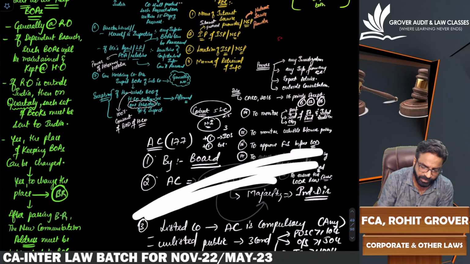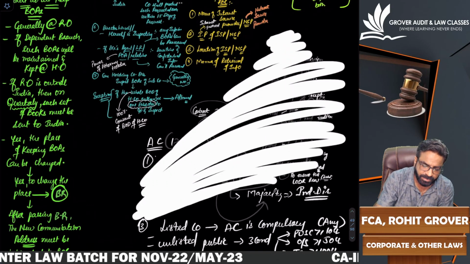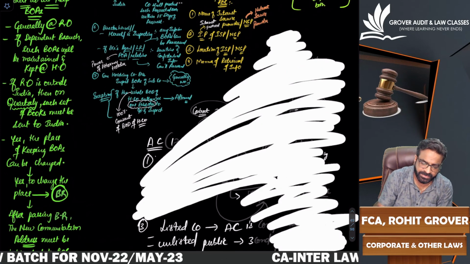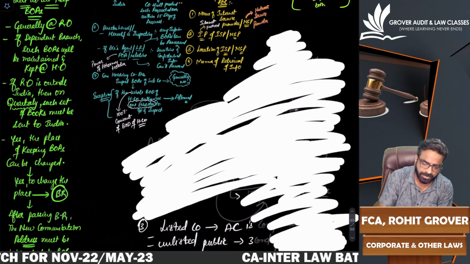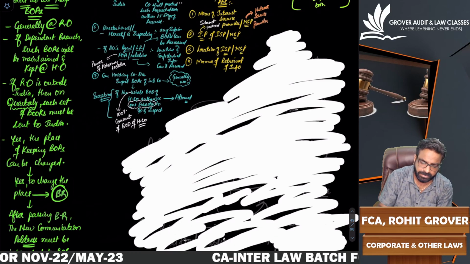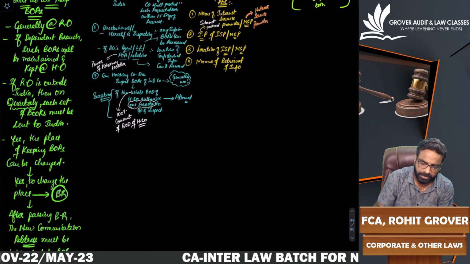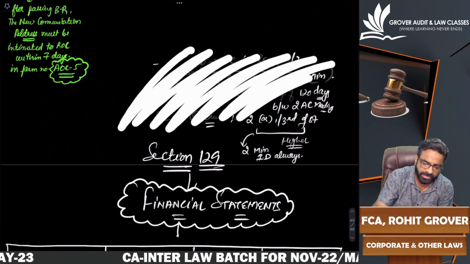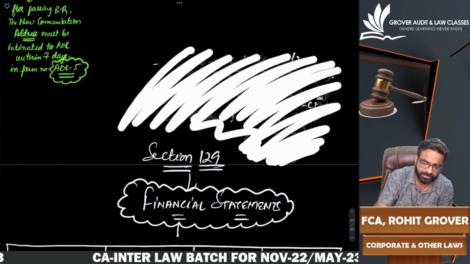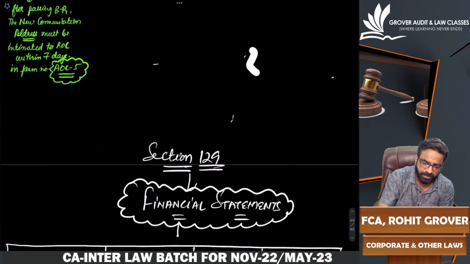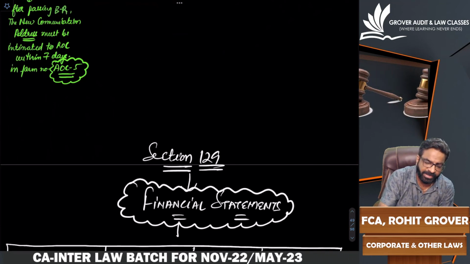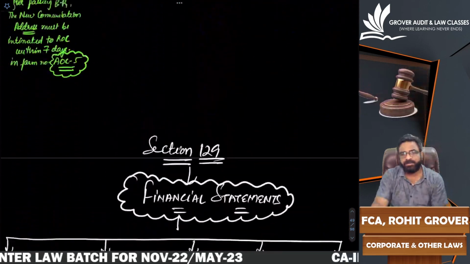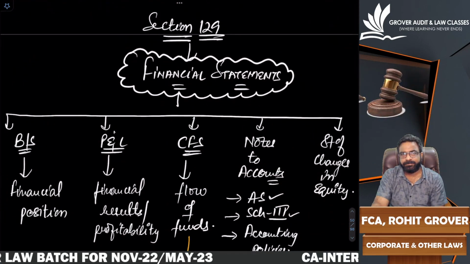I'm going to remove this part, otherwise it will be confusing. This is not a part of 128. It is 127. What is the next section we have? 129. If 128 is books of accounts, then what is 129? Financial statement. Clear, Amma? Yes, sir.